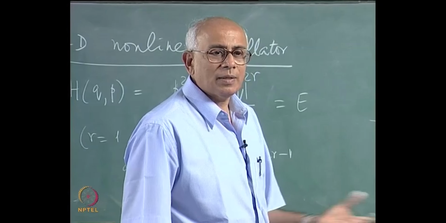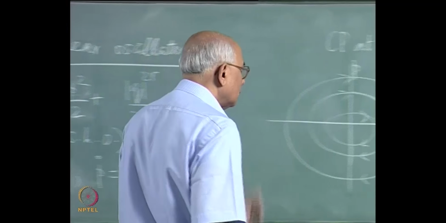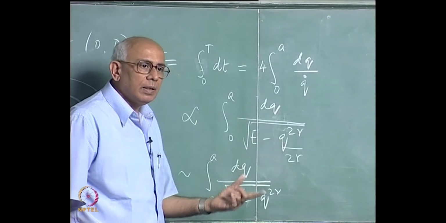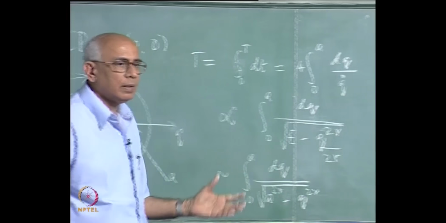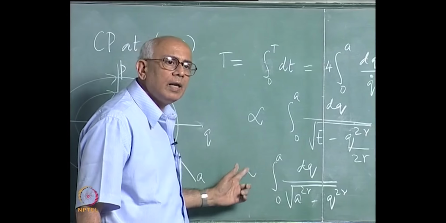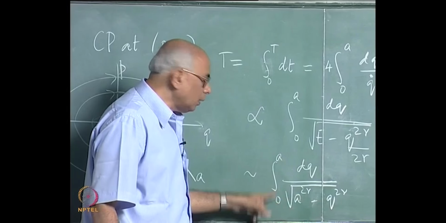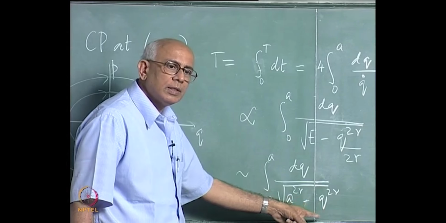What should I do to extract this dependence? I could expand it binomially, integrate term by term and then reconstitute the whole thing, but there is a much simpler method by which you can extract the entire A dependence of T in one shot. Q is bounded between 0 and A, so what does that suggest to you?